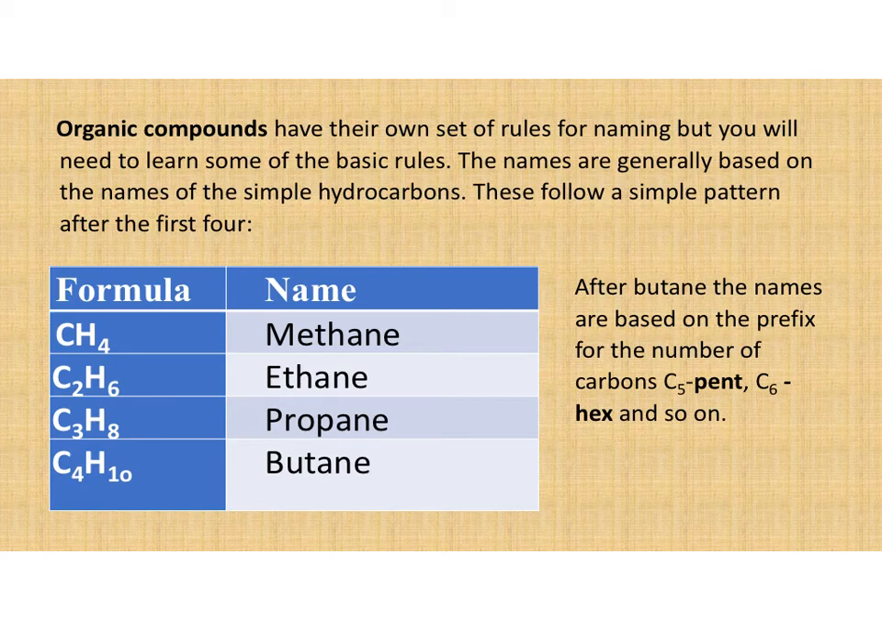Generally, for the first four, we look at how many carbons are in the molecule, and if there's one, it starts with meth, two is eth, three is prop, and four is but. They're all a bit weird. After that, it gets a little bit more sensible and follows a more logical way, with C5 being pent and C6 being hex and so on.